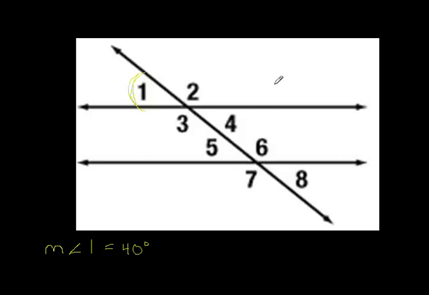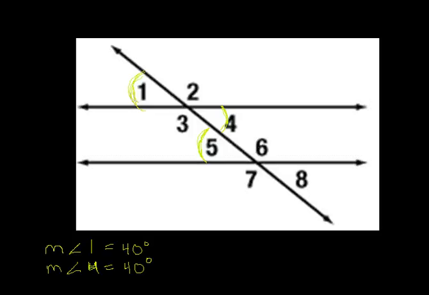Well, I also know that angle 4 and angle 1, these two, are vertical, which means that they're always congruent. So that means that the measure of angle 4 equals 40 degrees. Well, it also looks like angle 5 and angle 1 might actually be equal to each other.